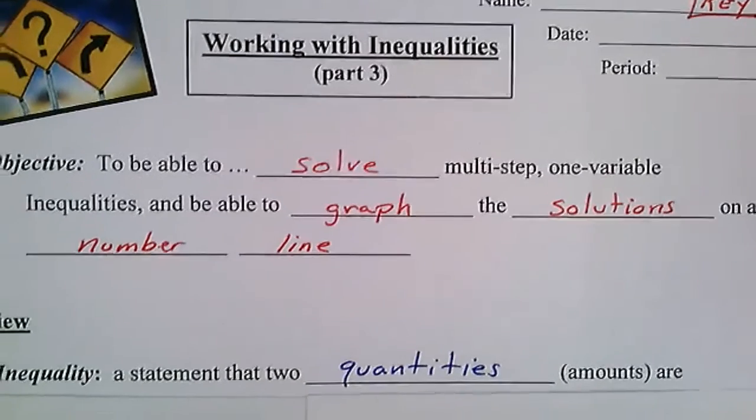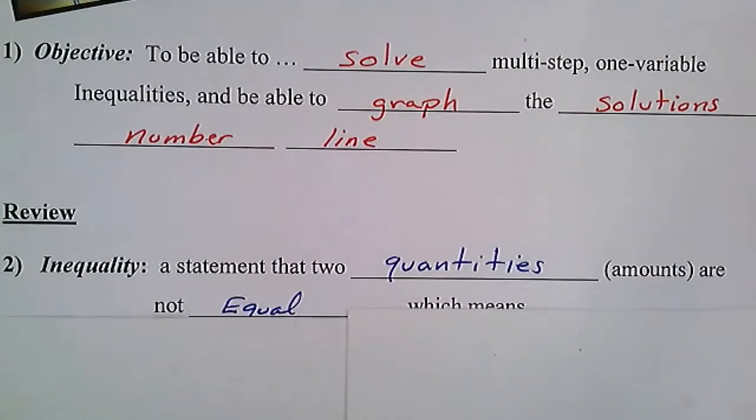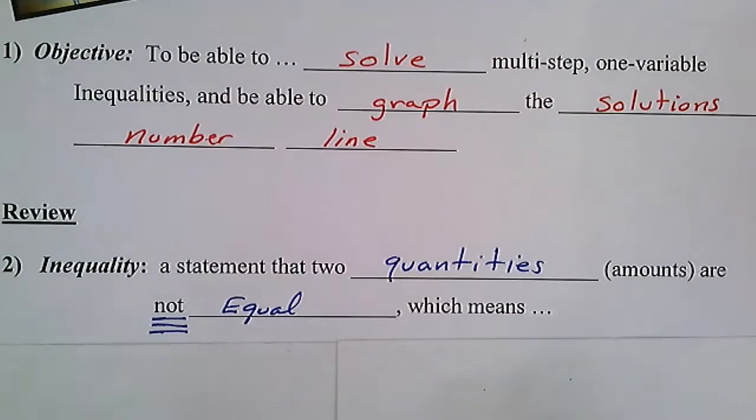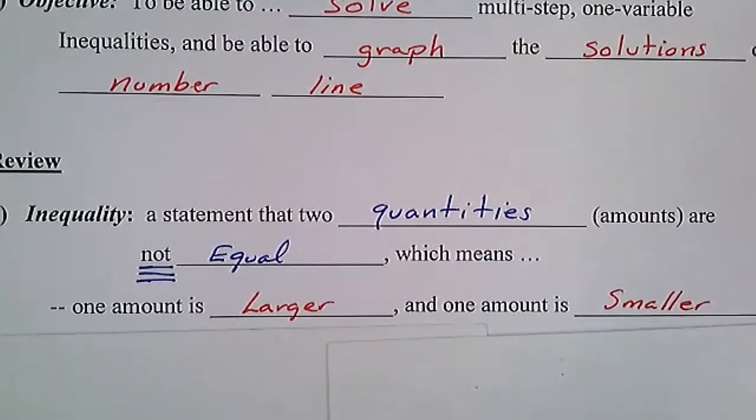An inequality, remember, is a statement that two quantities or amounts are not equal. So when we say inequality, the left side and the right side are not equal. This means one amount is larger and one amount is smaller. So one side is larger than the other side.